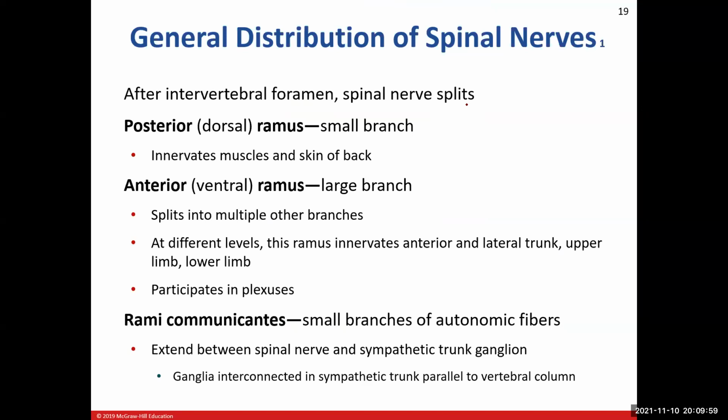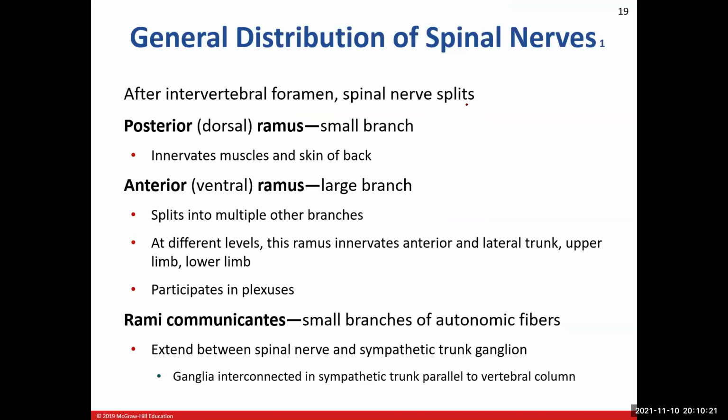All right, I want to get into how the spinal nerves branch out once they leave the spinal cord. Because once we get out of the spinal cord, there's a lot that's going to happen to these spinal nerves. I wish it was as simple as a spinal nerve comes out and goes to a structure and innervates the structure.